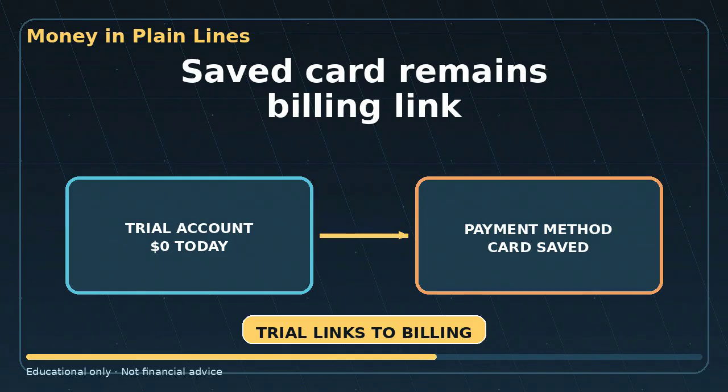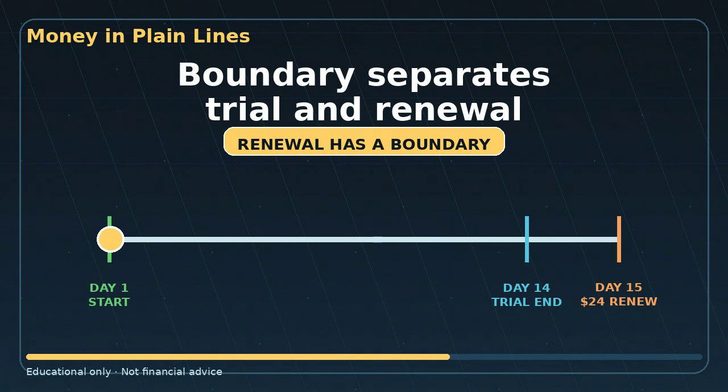Renewal timing can be misunderstood when people treat day 14 and day 15 as the same moment. The boundary scene keeps them separate, the trial ends on one labeled side, and the monthly price begins on the next labeled side according to this fictional example.